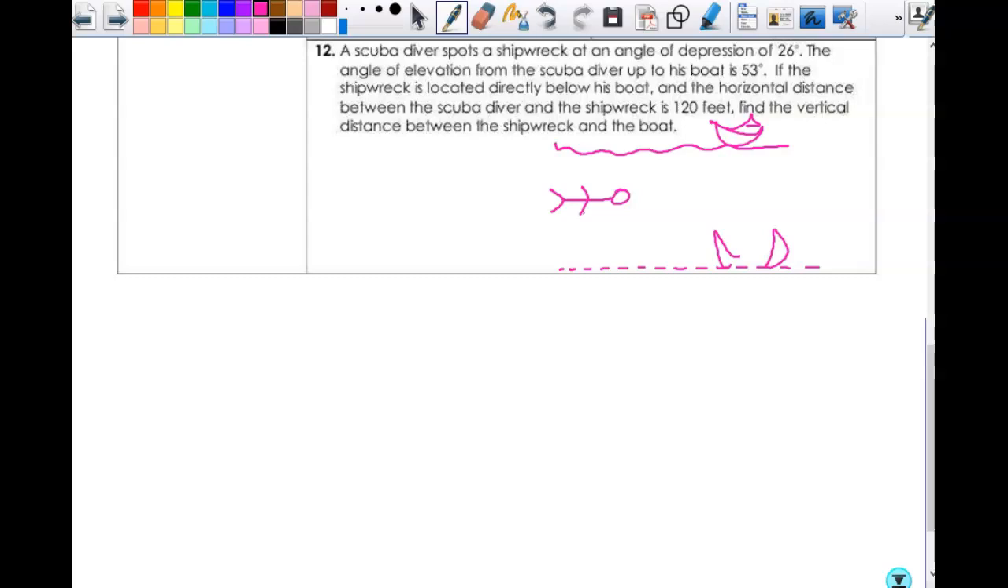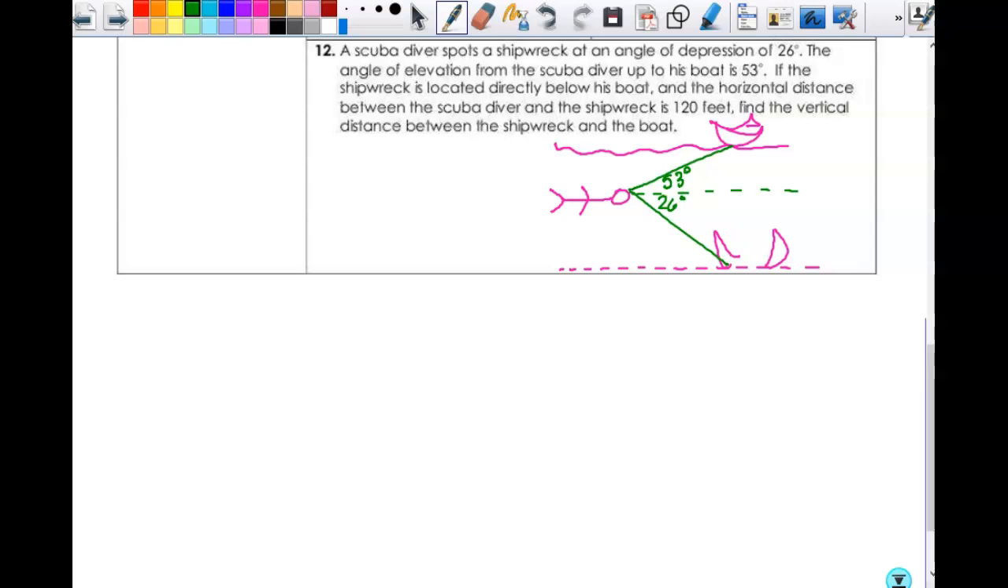So then it says, let's see, the scuba diver spots a shipwreck at an angle of depression of 26 degrees. So before he can look at the shipwreck, he's got to look straight ahead, then he looks down. And that is your 26 degrees. The angle of elevation from the scuba diver up to his boat is 53 degrees. So he looks straight ahead, then he looks up. This is 53 degrees. The shipwreck is directly below his boat.